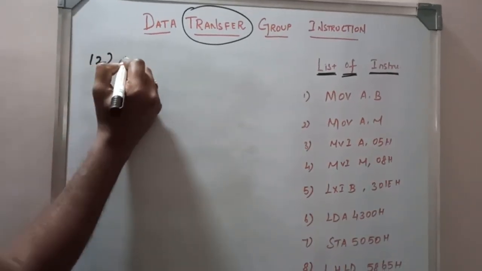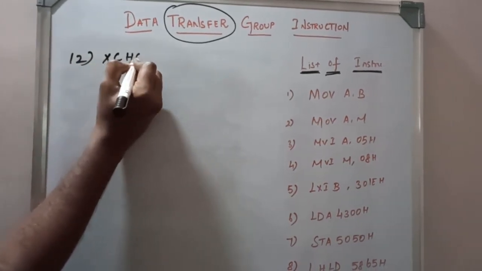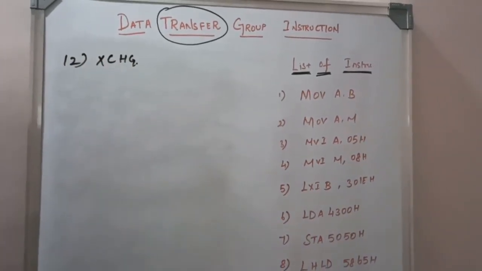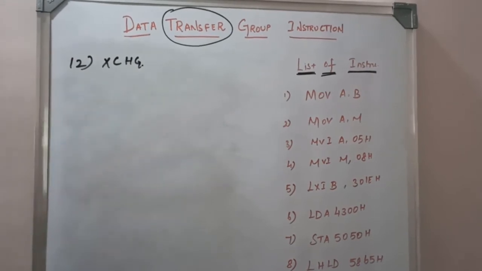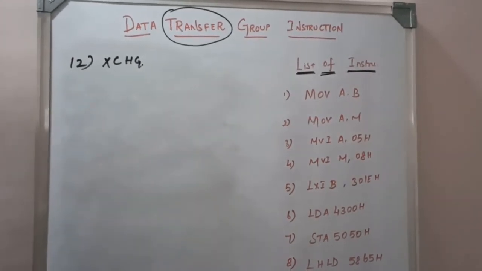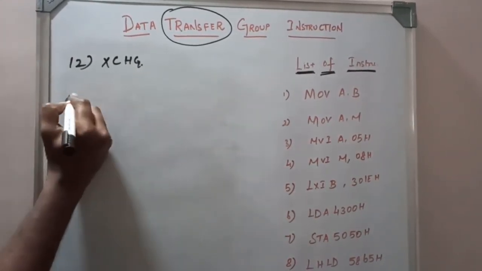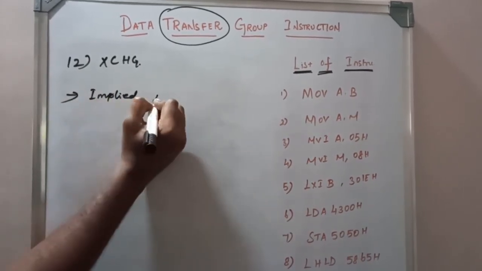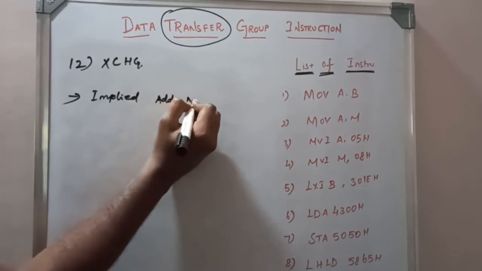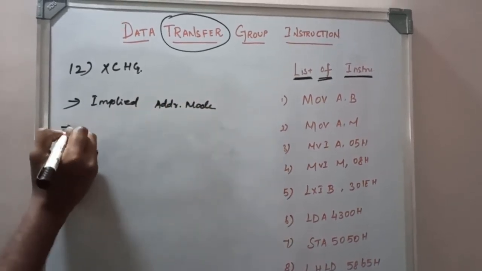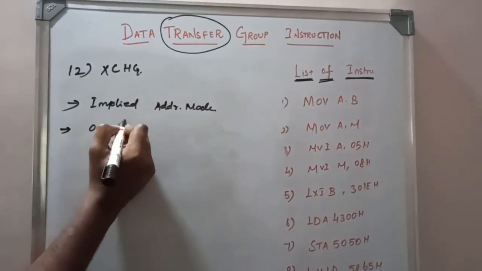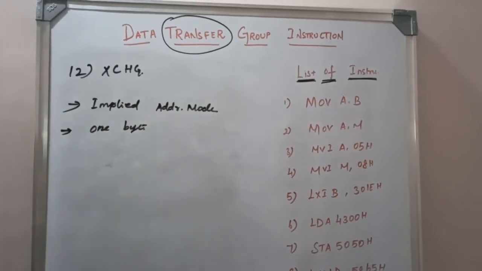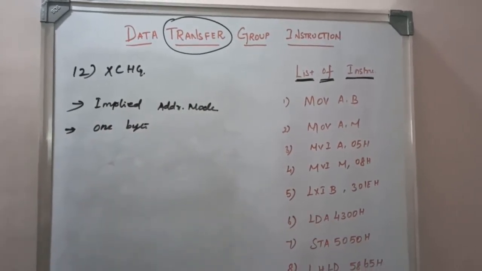12th one, XCHG. It is an exchange instruction. It exchanges the two contents. It comes under implied addressing mode. Byte of instruction: 1 byte. It exchanges the contents of two pair registers.